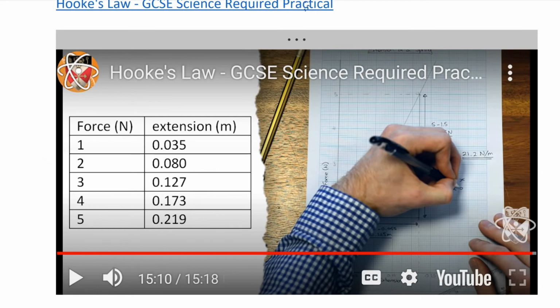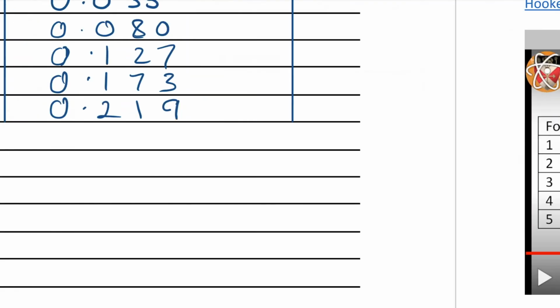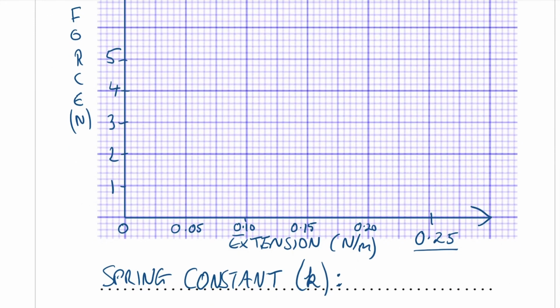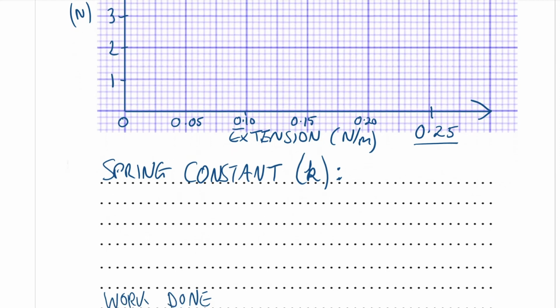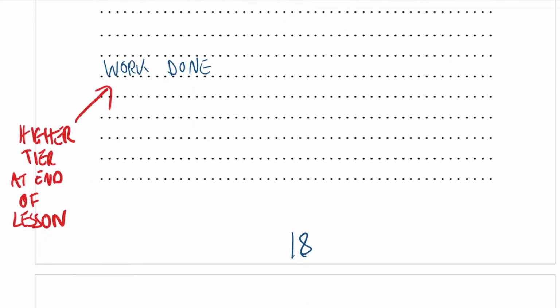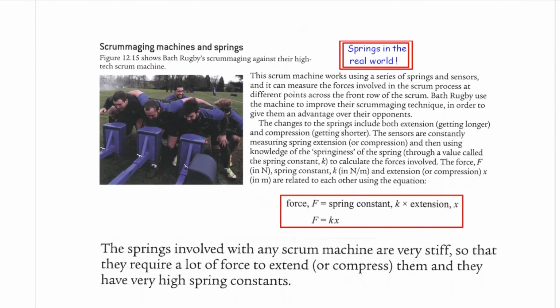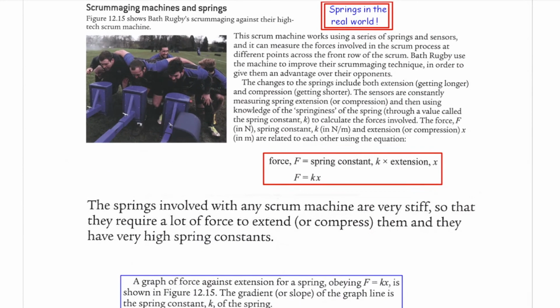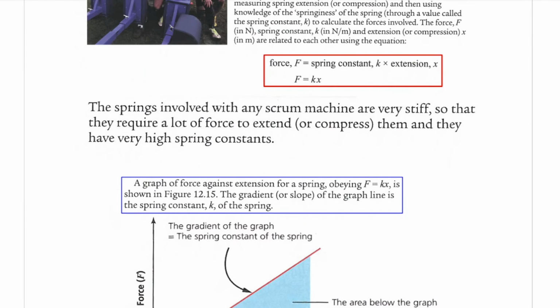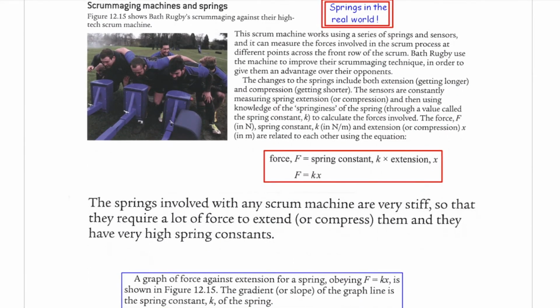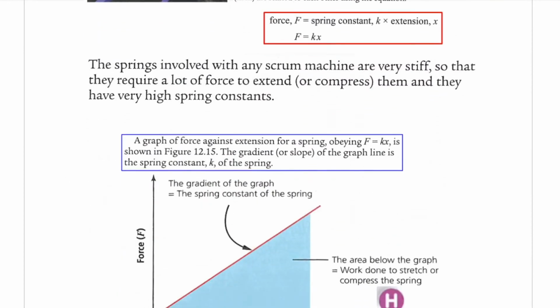Right, let's go back to the booklet. So you should have now completed that graph, worked out the value for K, the spring constant. You'll be coming back to this graph at the end of the lesson for higher tier pupils. What you need to do now is read through that. You should find that now straightforward, because it just reinforces what you've already learnt.